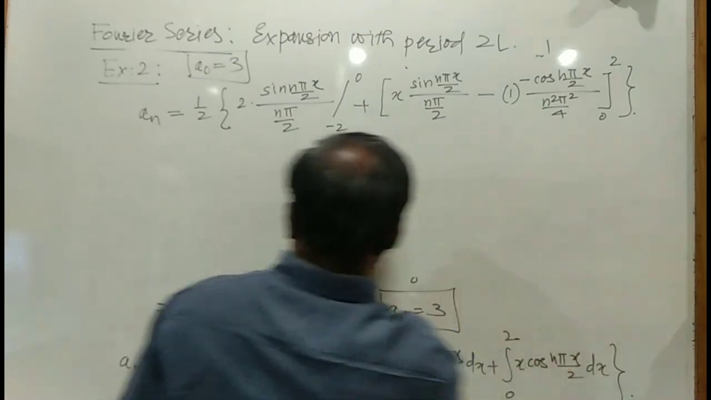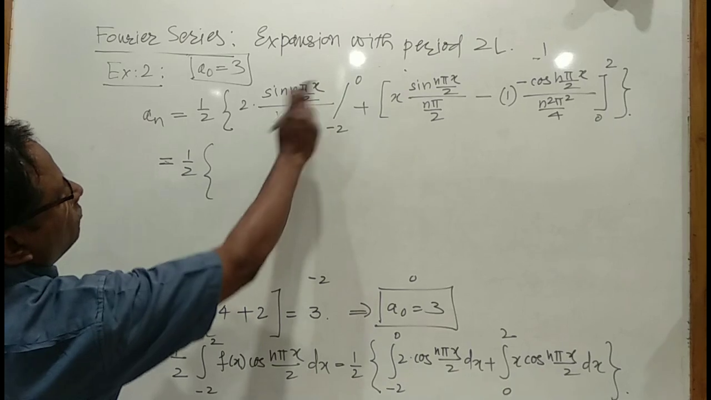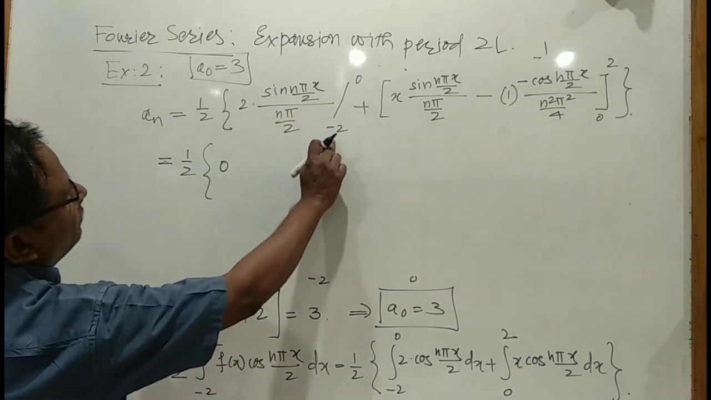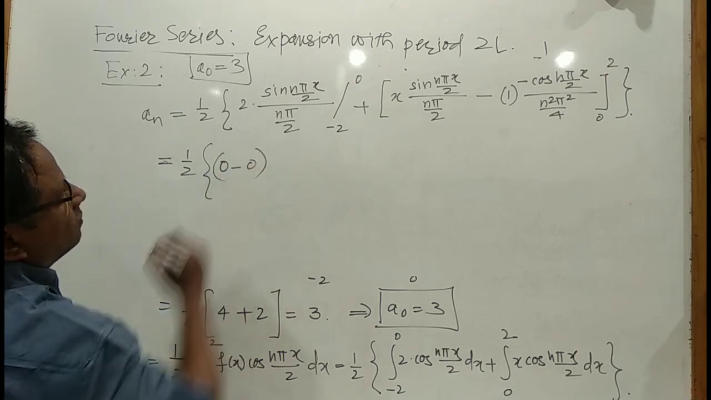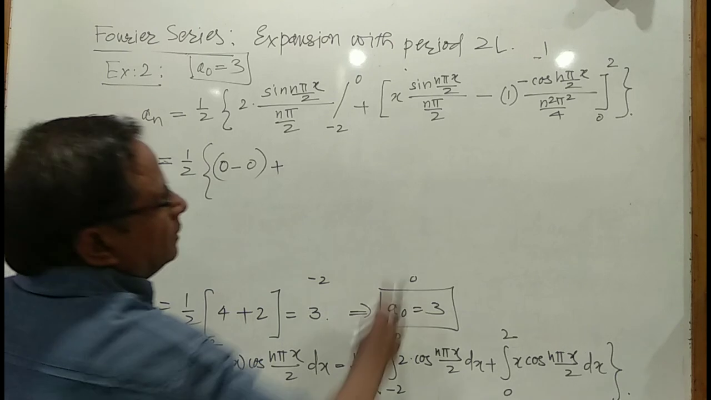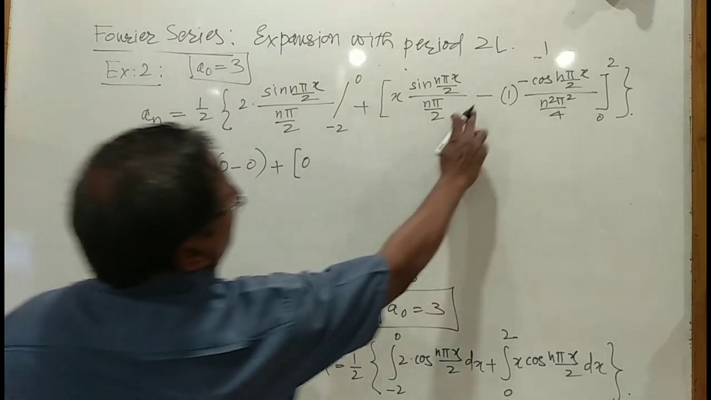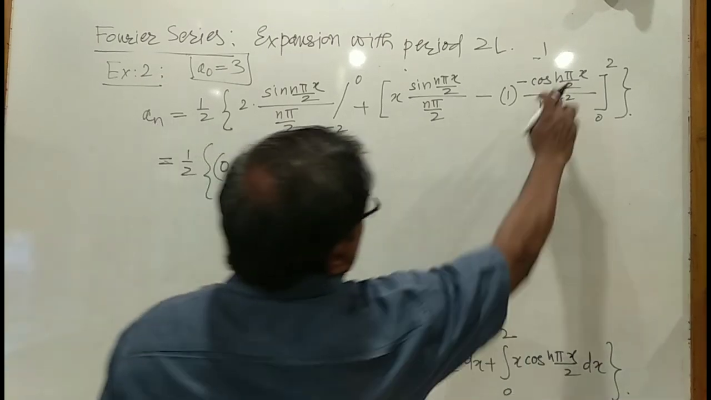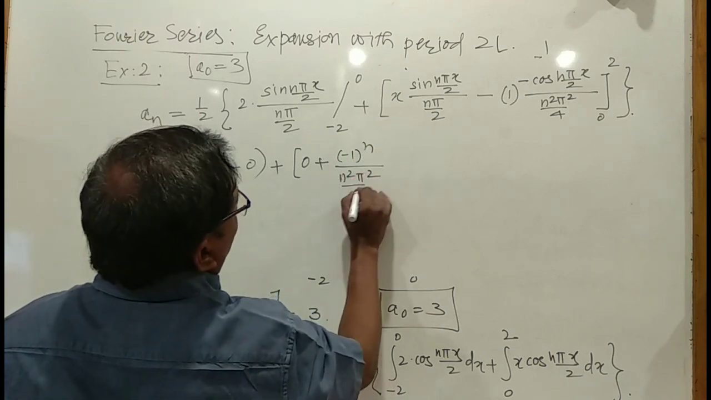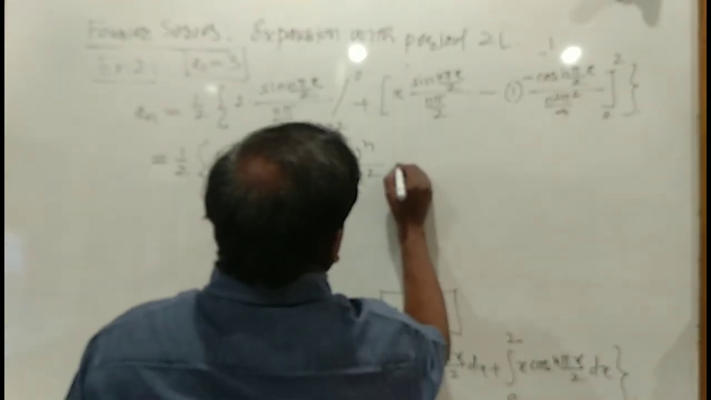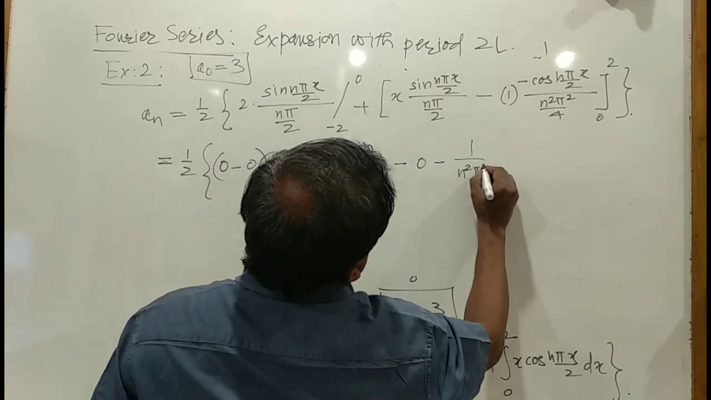Substituting the limits, what we will find is, when you put x equal to 0, sin of 0 is 0, so upper limit is 0. And when you put x equals minus 2, this is sine of minus n pi. Sine of minus n pi is also 0. So this is 0 plus. When you put x equals 2, 2 into sine of n pi, that is 0. Minus minus plus cos of n pi, 2 by 2 is cos n pi, that is minus 1 raised to n upon n square pi square by 4, upper limit. When you put lower limit, this becomes 0, and lower limit minus minus plus and minus, cos of 0 is 1 upon n square pi square by 4.